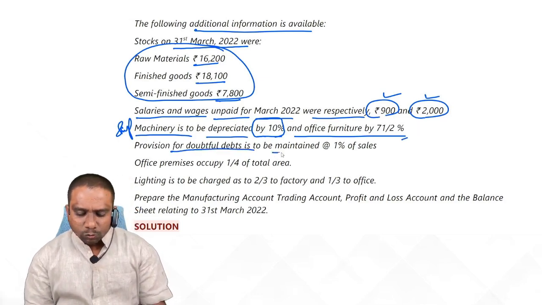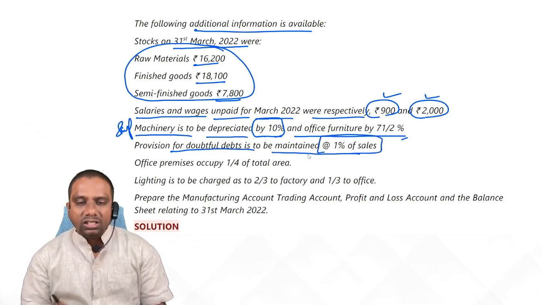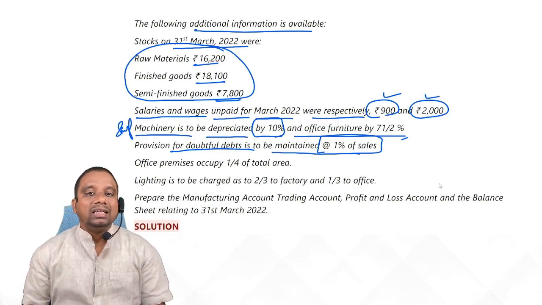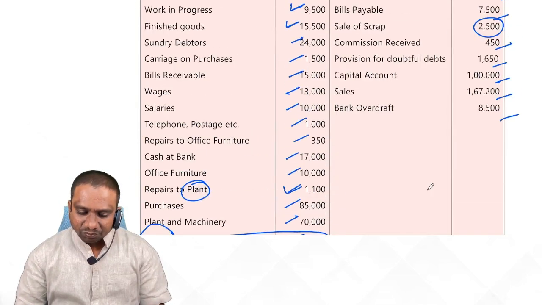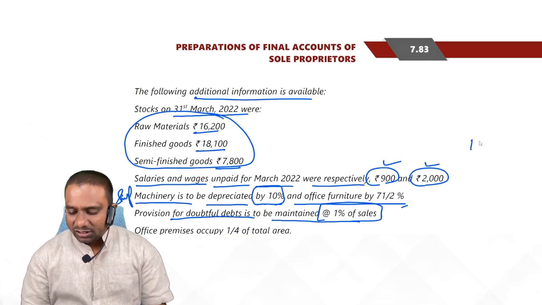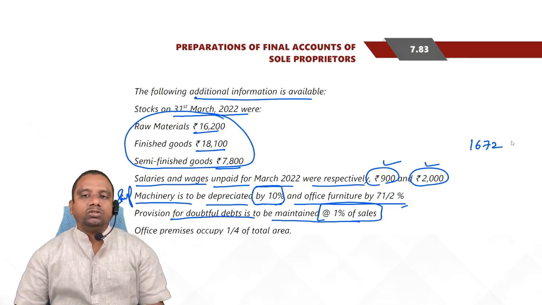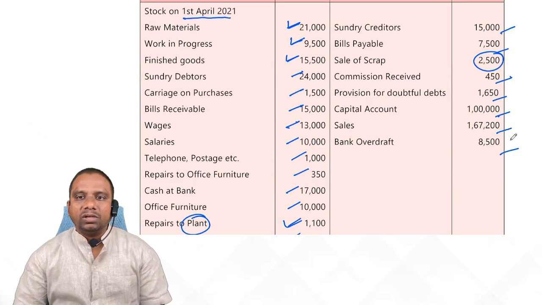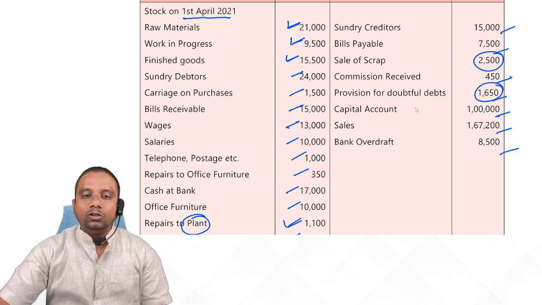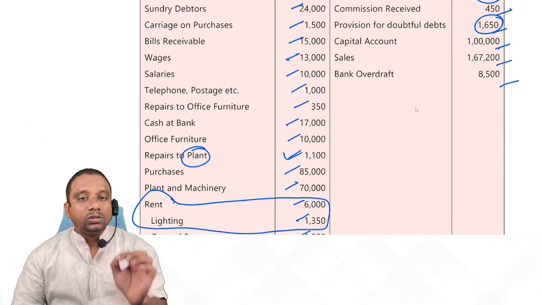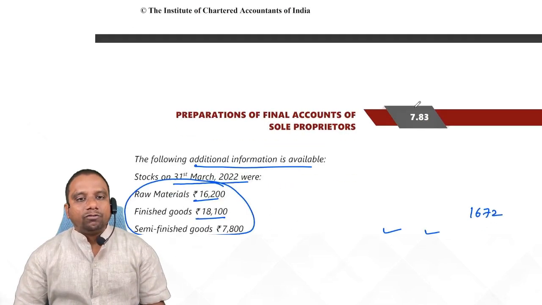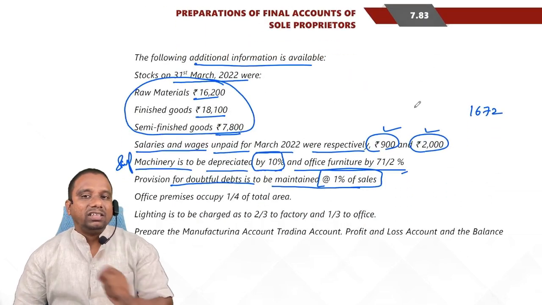Provision for doubtful debts is to be maintained at 1% of sales. If you observe, generally this provision is maintained on the debtors, but here they said provision is maintained on sales. What is our sales here? 1,67,200 into 1%, so 1,672 rupees provision we have to maintain. But already how much provision are they maintaining? 1,650. That means they are maintaining 22 rupees short provision. So this 22 rupees is debited to P&L account, and in the balance sheet from debtors we deduct 1,672 rupees.